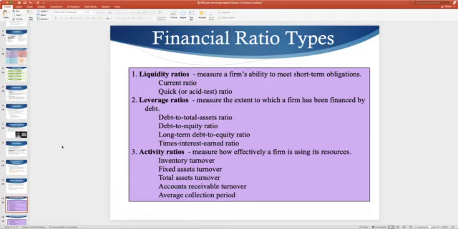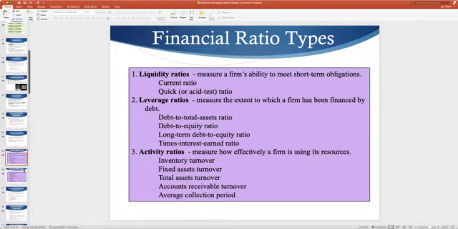We're looking for turnover, especially if we're holding inventory. How many inventory turns do we have a year? What about our fixed asset turnover? What about our total asset turnover? What about accounts receivable turnover? And then what's our collection period for those who might owe us some money?